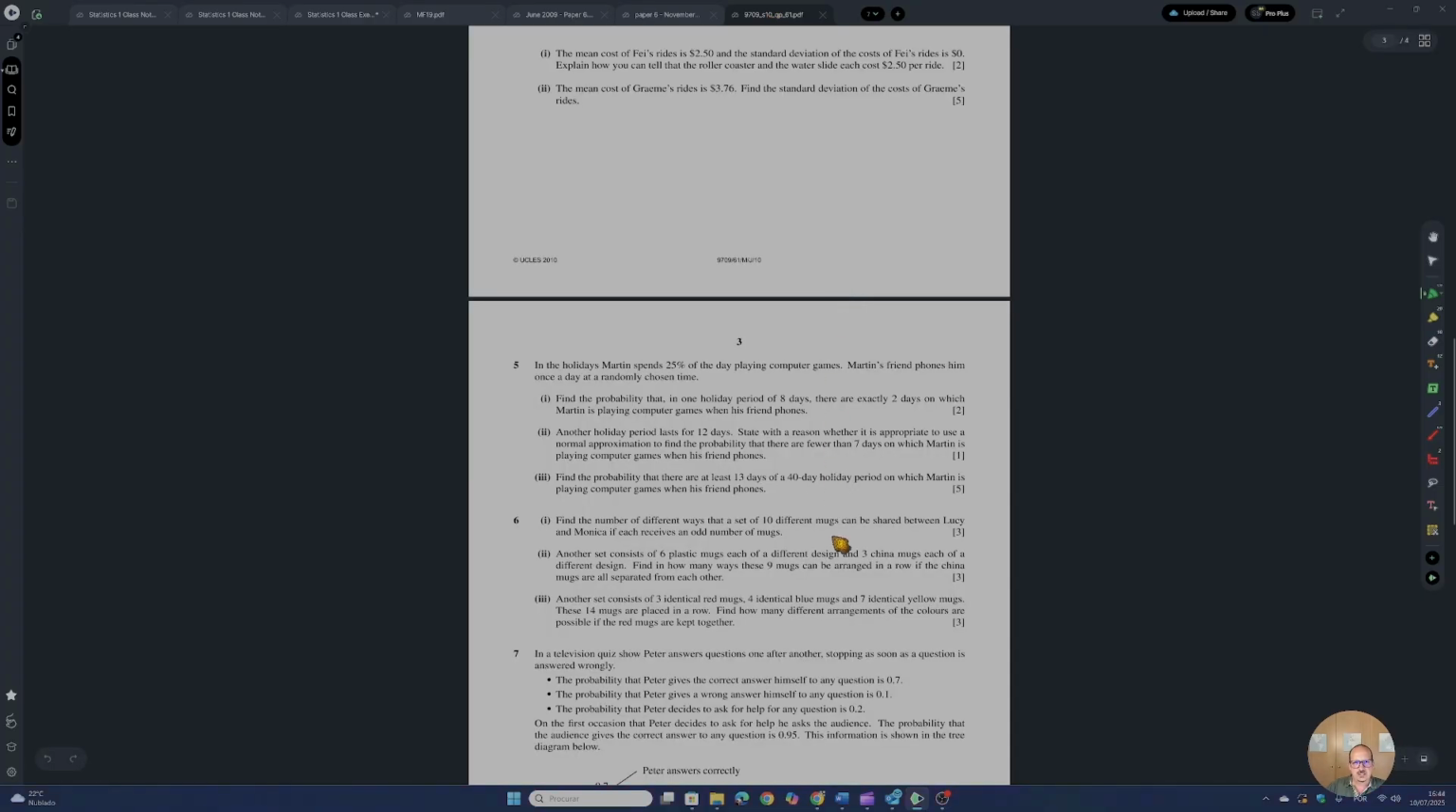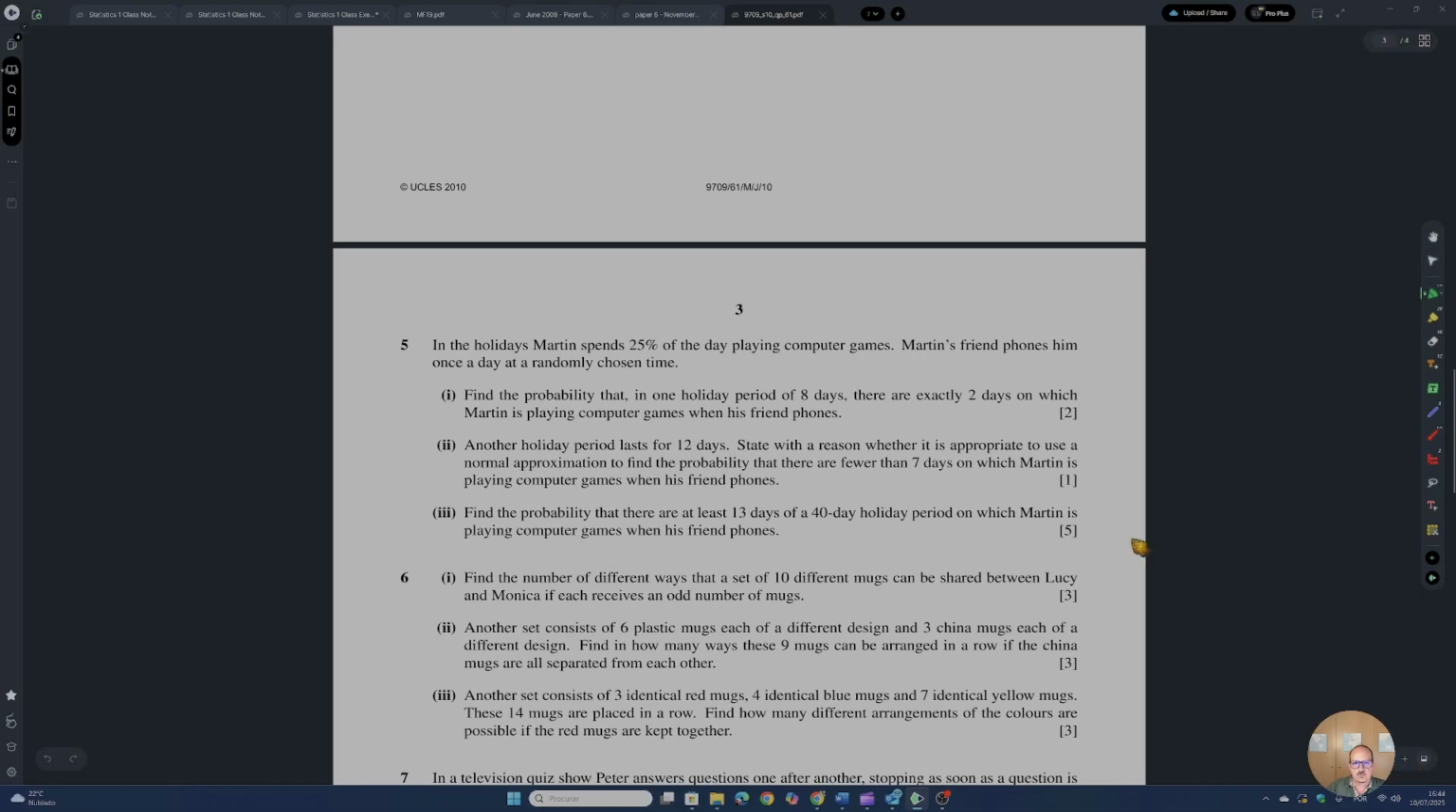Spring 2010, question paper 61, and it's question 5. In the holidays, Martin spends 25% of the day playing computer games. Martin's friend phones him once a day at a randomly chosen time. Find the probability that in one holiday period of 8 days, there are exactly 2 days on which Martin is playing computer games when his friend phones.